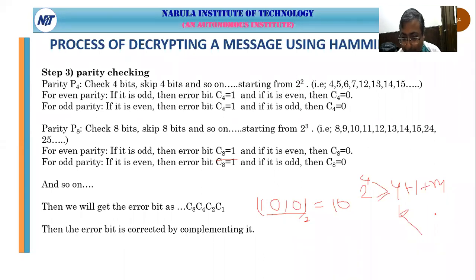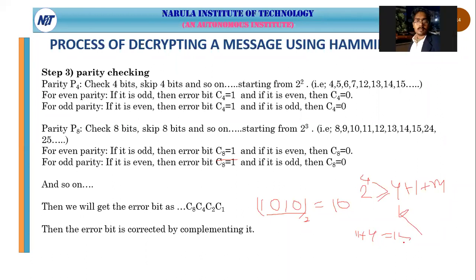Understood? Yes, sir. So m is equal to 11. That means what will be the code word? 11 plus 4, so that means 15. So in my 15-bit Hamming code word, at the 10th bit position, there is an error. Clear to all? Yes, sir.